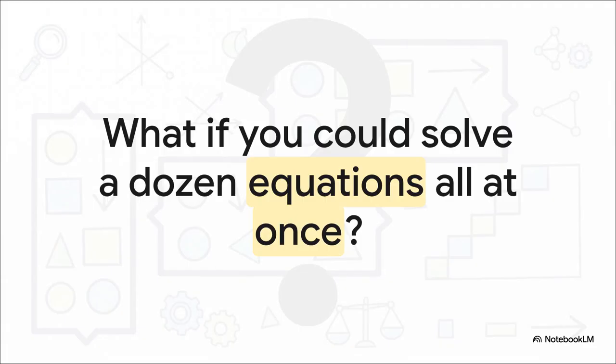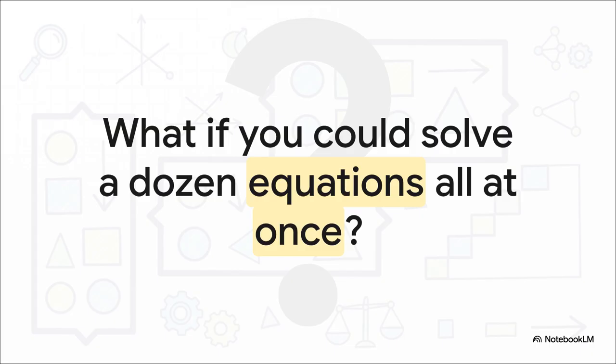So, let's start with a big question. Imagine you're juggling a dozen interconnected problems all at once, and each one affects all the others. How would you even begin to untangle that mess? What if there was a way to just lay out all that complexity in a single, simple grid and find the solution in one clean, logical process?